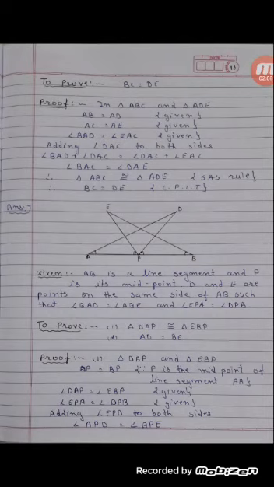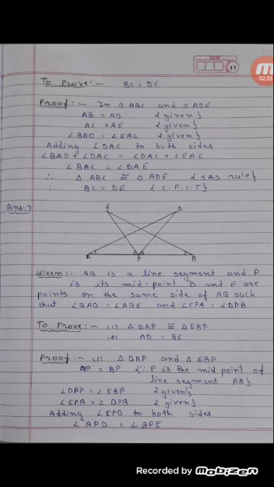Now proof, in triangle ABC and triangle ADE, AB is equal to AD, given. AC is equal to AE, also given. Angle BAD is equal to angle EAC, given. Now adding angle DAC on both sides, angle BAD plus angle DAC is equal to angle DAC plus angle EAC. We can write angle BAC is equal to angle DAE.